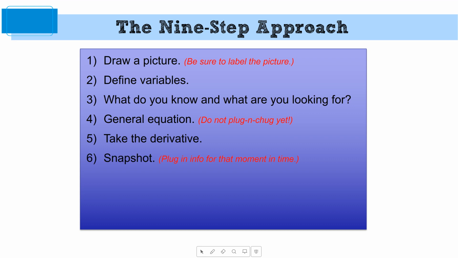Step 6, look at the snapshot. That's the exact moment in time we're talking about. So for instance, the first problem we're going to do, like I said already, is inflating a balloon. Well, that balloon inflates for a long period of time. What period of time are you talking about? In the example, I think, if I remember correctly, it's when the radius is equal to 2. Step 7, solve. Plug in what you know, solve for what you don't know.